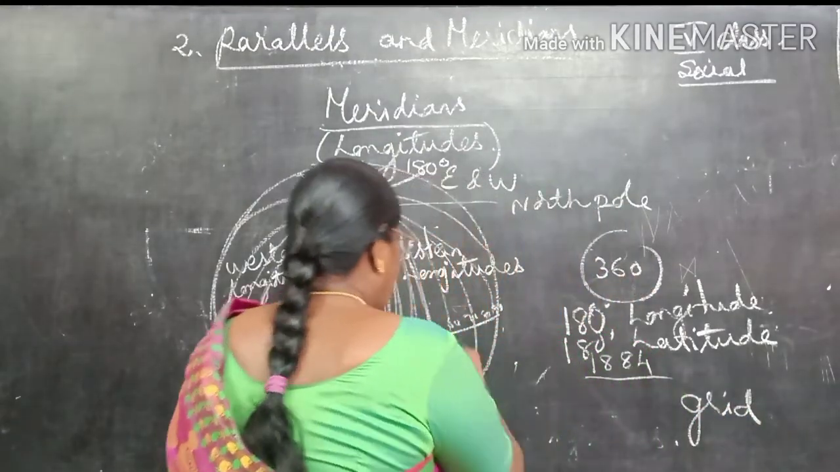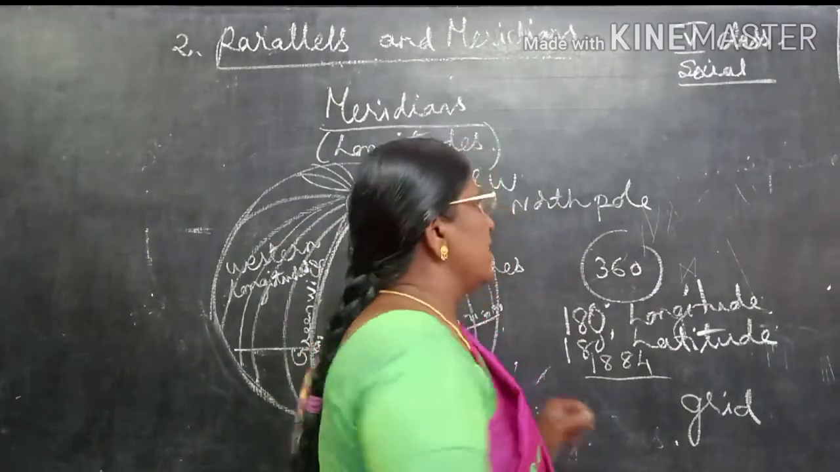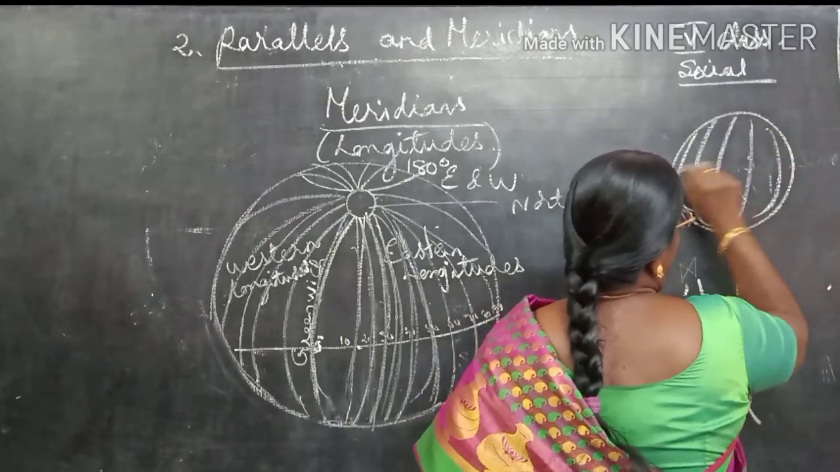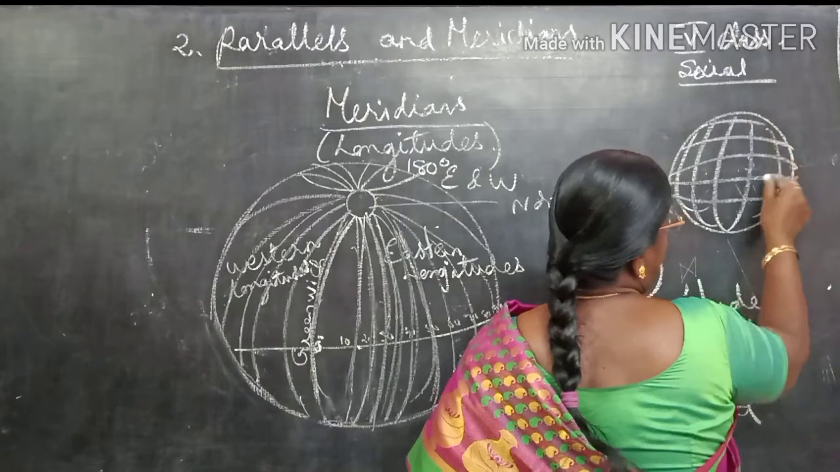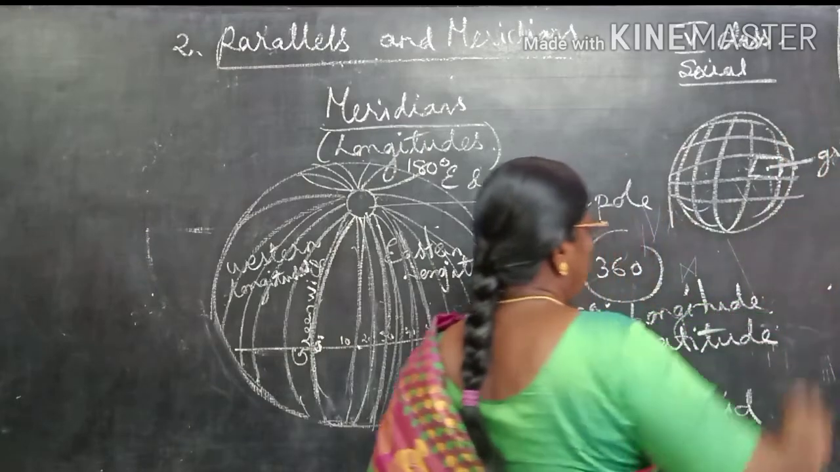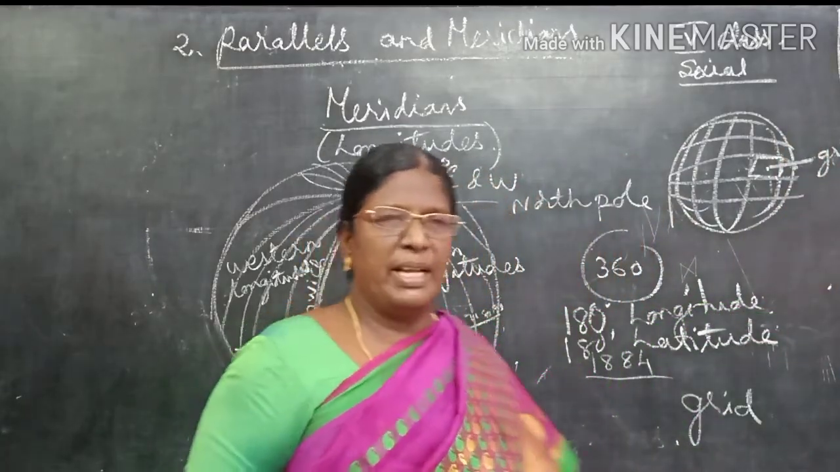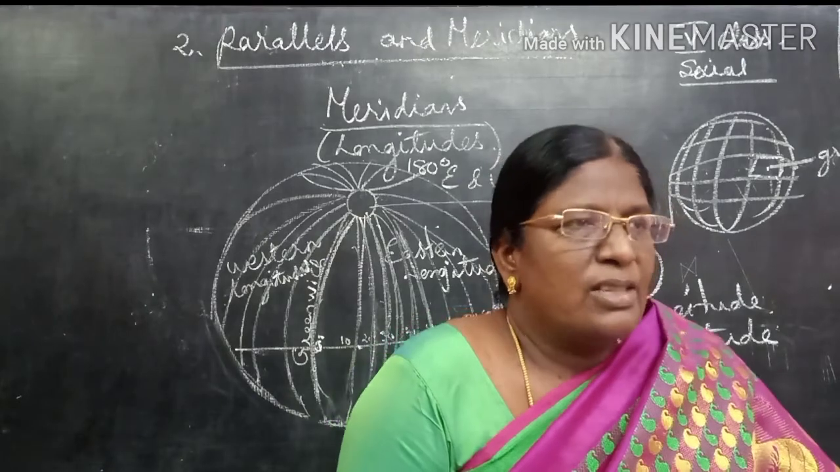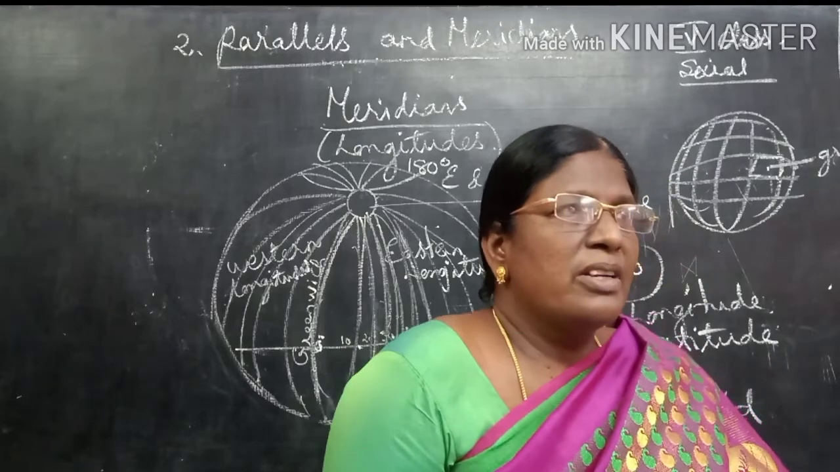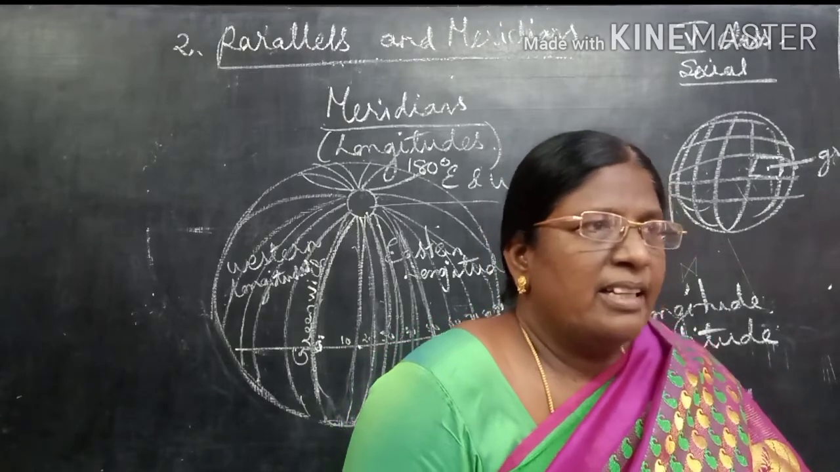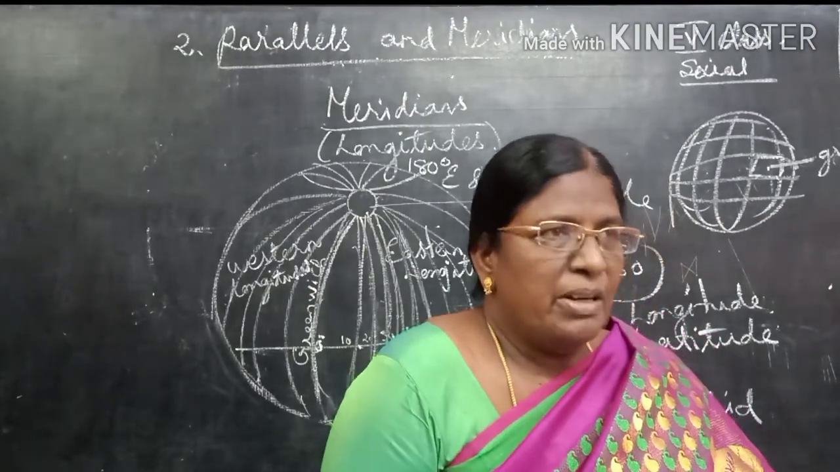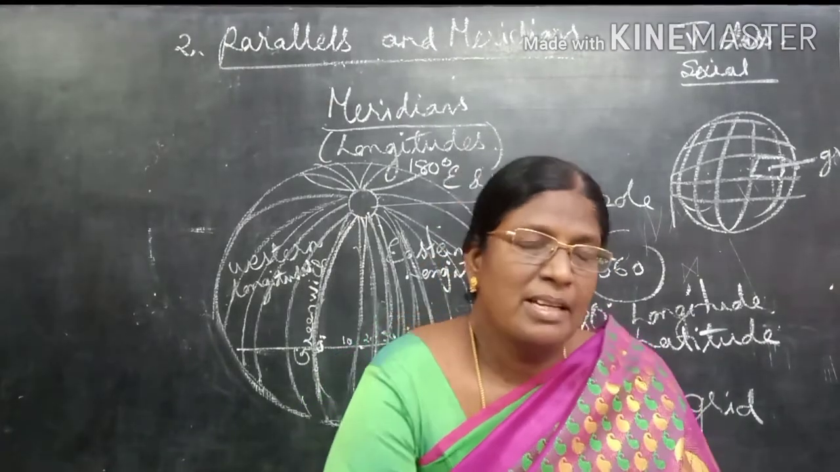Longitude lines and latitude lines cut with each other. For example, here are the longitude lines and latitude lines, and this part is called a grid. The grid is very useful to locate a place, to go from one place to another. The intersection of latitude lines and longitude lines is called a grid. That grid is important to locate places on the globe. Can you all follow? Once again I will repeat.